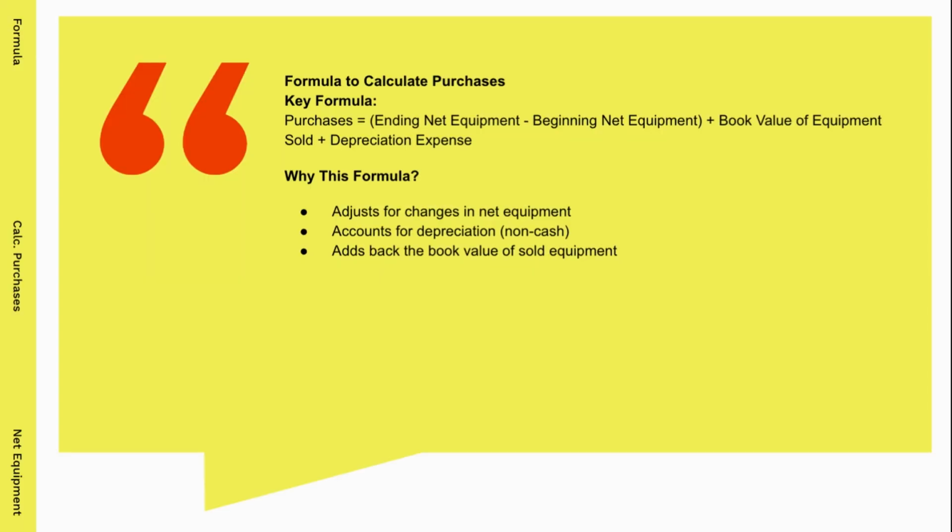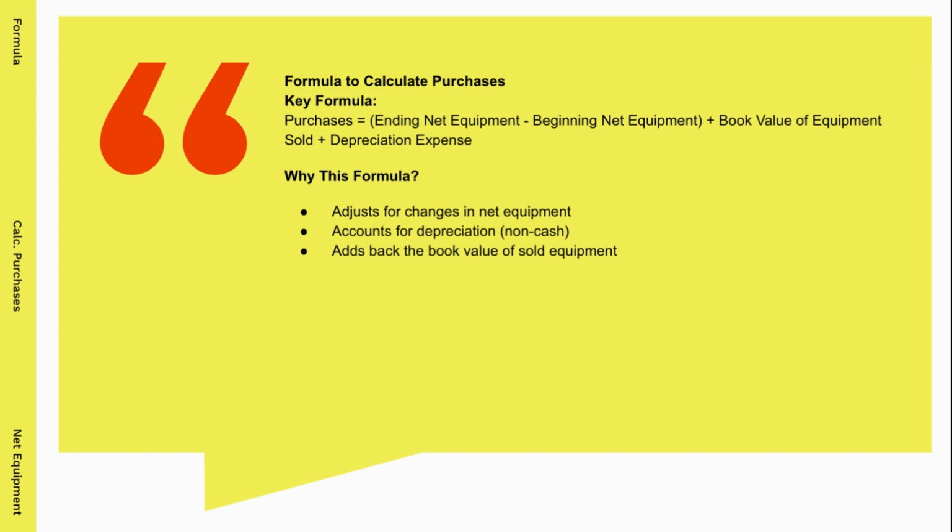Now I've come up with a key formula to calculate purchases. Purchases equal ending net equipment minus beginning net equipment plus book value of equipment sold plus depreciation expense. Why we're using this formula is mainly to adjust for changes in net equipment, which is the first key takeaway. Secondly, it accounts for non-cash depreciation and adds back the book value of the sold equipment.